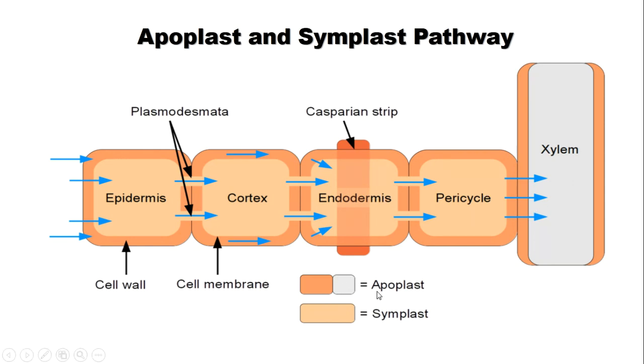So this is the apoplast pathway and the symplast pathway. Apoplast is where it avoids the protoplasmic content, and the symplast pathway is the one where the water moves through the protoplasmic contents of the plant cells. Till the endodermis, the water can move through the apoplast pathway or through the symplast pathway. But when it reaches the endodermis, due to the presence of these Casparian strips, the water follows the symplast pathway only.